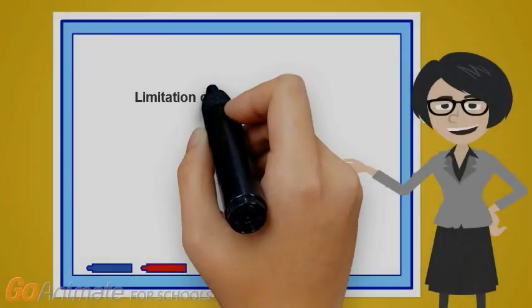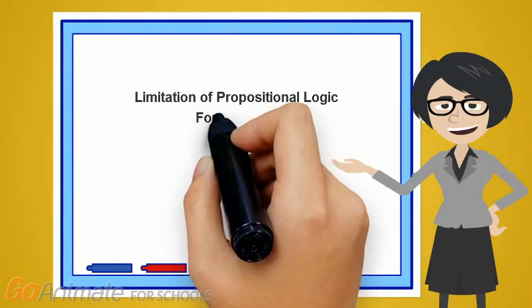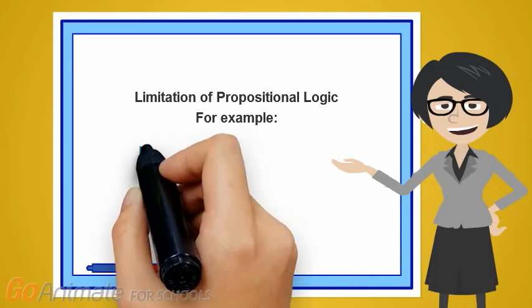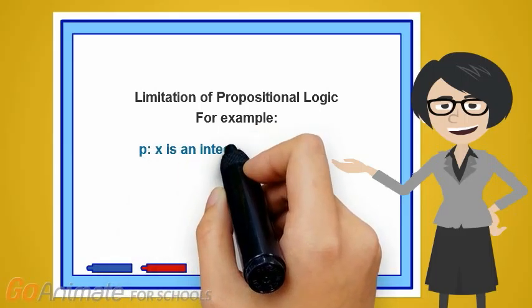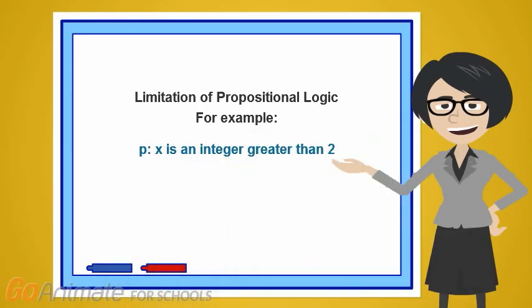So far, we have considered a simple form of logic. But there are a few statements that are neither true nor false. For example, let P be the statement, x is an integer greater than 2. Then P is true if x equals 3, but P is false if x equals 1.